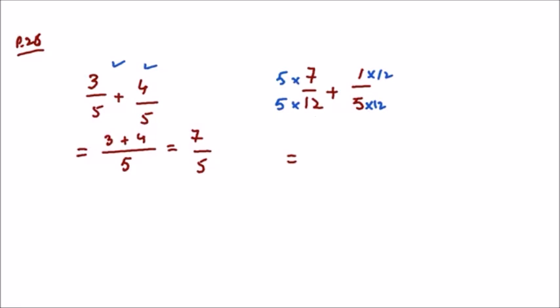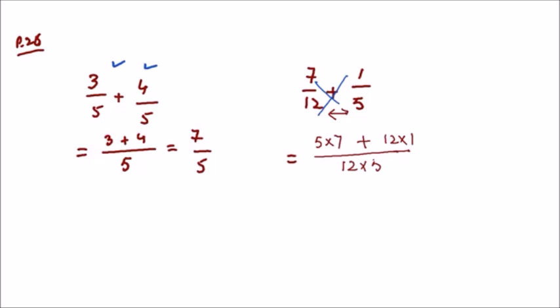It means the simplest method is, now cross multiply: you multiply 5 with 7 and 12 with 1, and in the denominator multiply both these denominators, 12 and 5. Now this will be the answer.